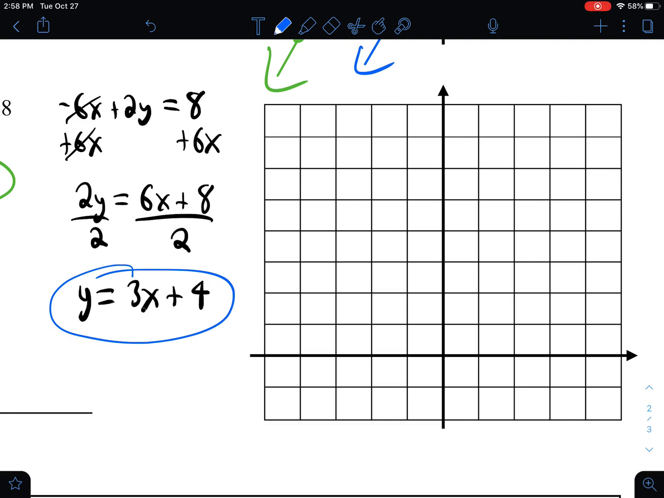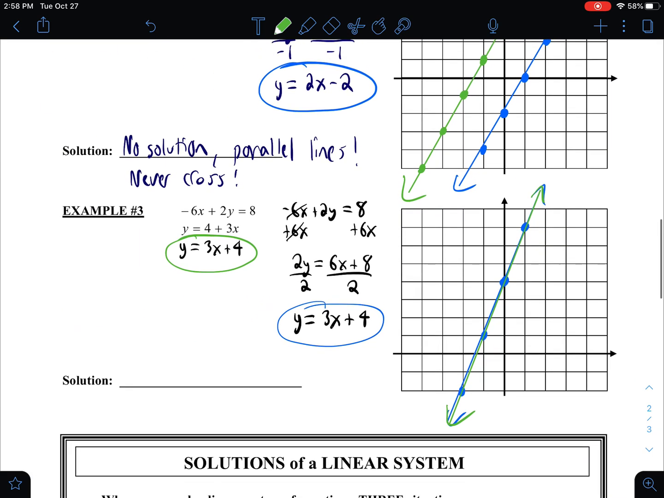So we're going to go which direction to plot our first point? We're going to go up 4, put a point. What's our slope telling us to do? We're going to go up 3, right 1. Rise over run of 3 over 1. We can go down 3, left 1. And what the heck, I'll draw a green line on there too, just for fun. Okay, it's the same line on top of itself.